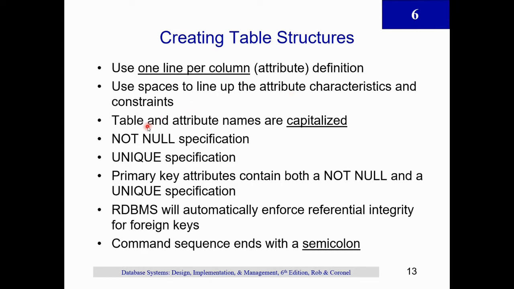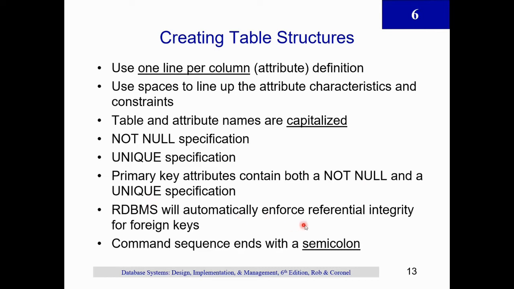Okay. Table and attribute names are capitalized. Okay, ini dia punya structure lah. Nama table dan attribute tu kita capitalize. And then kita specifykan column mana ataupun attribute mana yang kita nak bagi not null, and then unique. Okay, kena specify. And then primary key attributes contain both not null and a unique specification. Okay, so kalau primary key kena ada specification of not null dan juga unique.